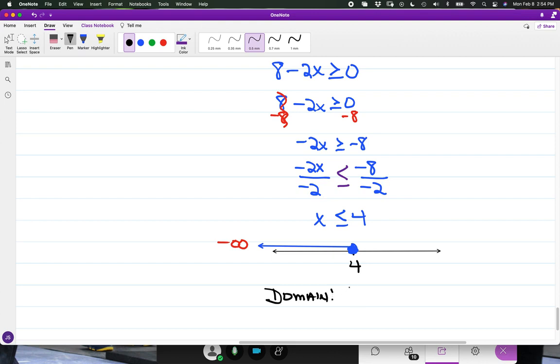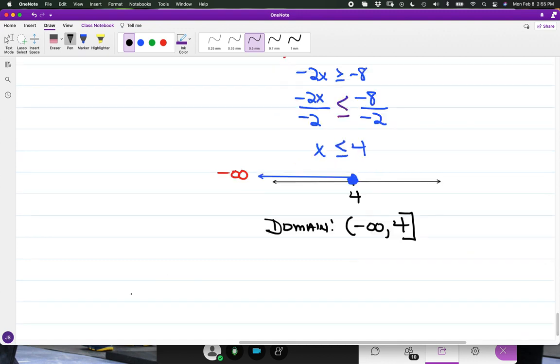We're looking at going from negative infinity and approaching and including the value of 4. And 4 is included, and that is going to be placed in the bracket. Right. And let's say we have kind of a twofold situation.